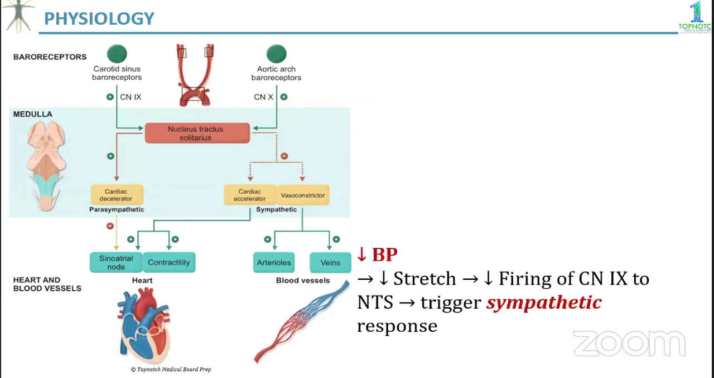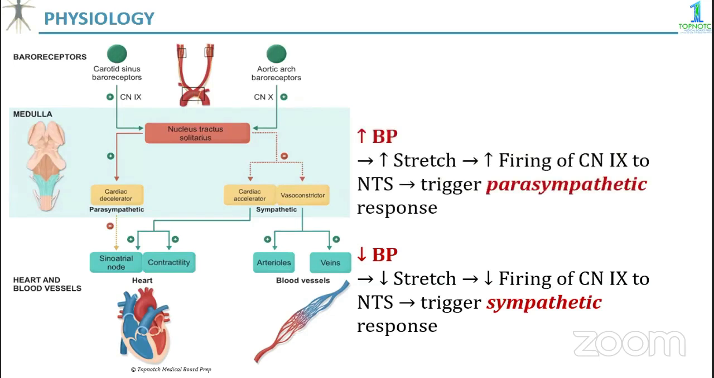Kasi if you have a low BP, decrease yung stretch ng iyong mga receptors sa carotid. Pag mababa ang BP mo, magdi-decrease yung stretch mo, right? So dahil nag-decrease yung stretch mo, madi-decrease ngayon ang firing ng cranial nerve number 9 to the nucleus tractus solitarius. So basically, decrease ang parasympathetic effect mo in effect to increase your sympathetic response. Kasi mababa yung BP mo, di ba? So kailangan mo yung sympathetic para itaas siya ulit.